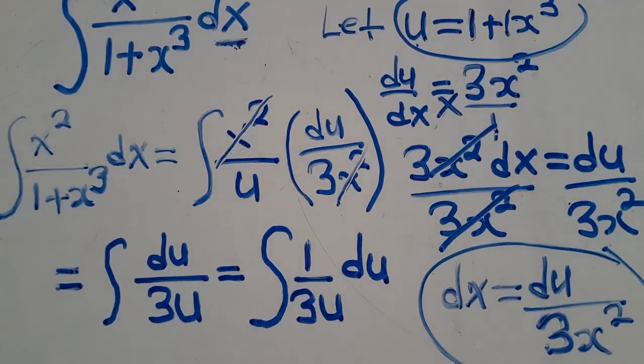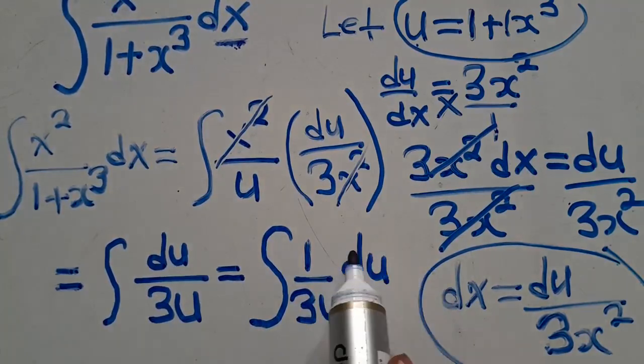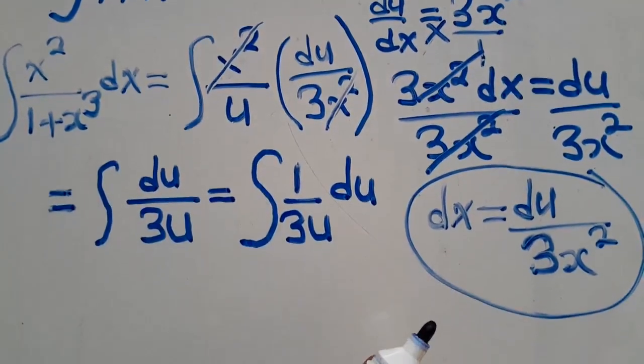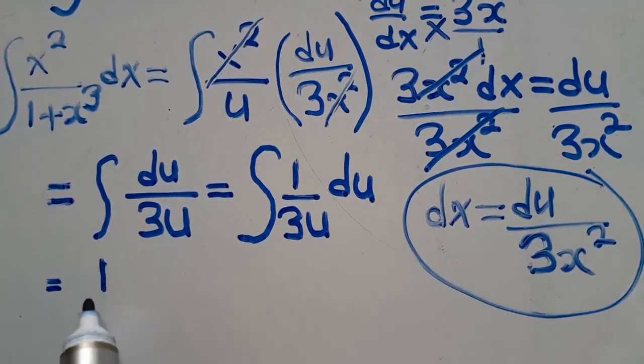Have you seen? This is just one and the same. I've just separated the du here. So the du should go there. After I do this, then this part here, the u should remain alone. Have you seen? The u should remain alone, this part. So this is now equal to 1 over 3 goes outside.